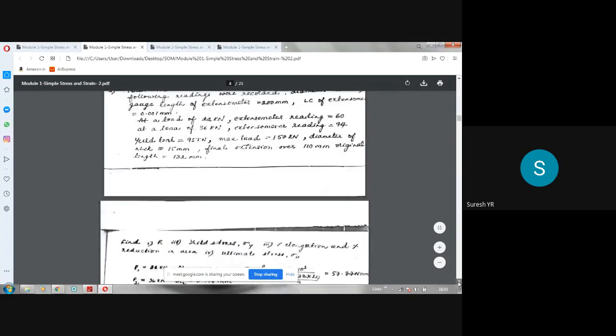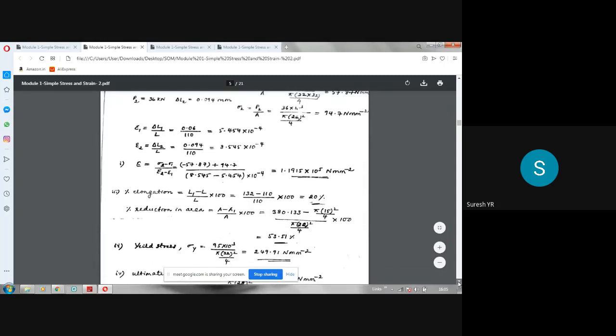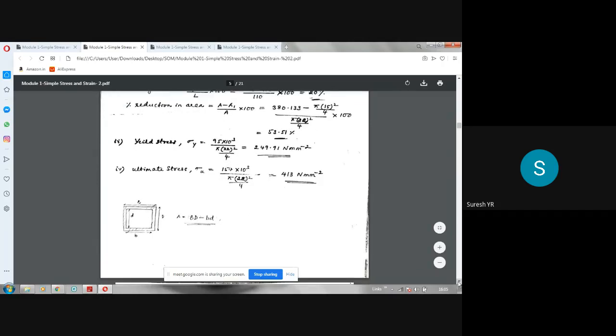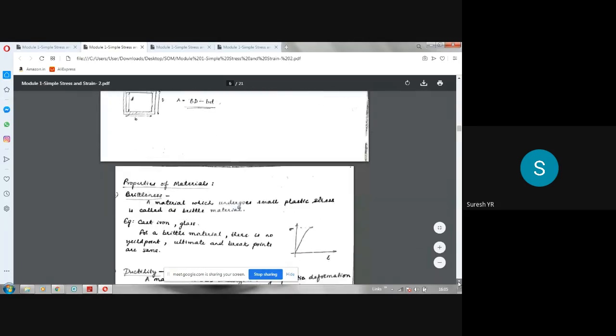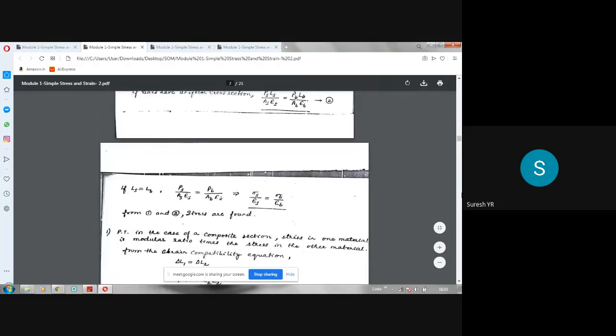So the stress versus strain graph is drawn. Then from that graph, you are supposed to find out Young's modulus, percentage decrease in area, percentage increase in length, all those things. And some properties I have defined for the materials. You can go through that.